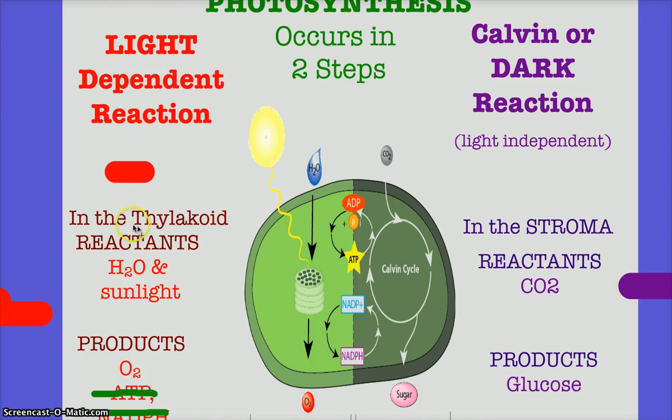The light dependent happens in the thylakoid. You see this, my little stacks. And then the rest happens in that liquid of the chloroplast, which is the stroma.